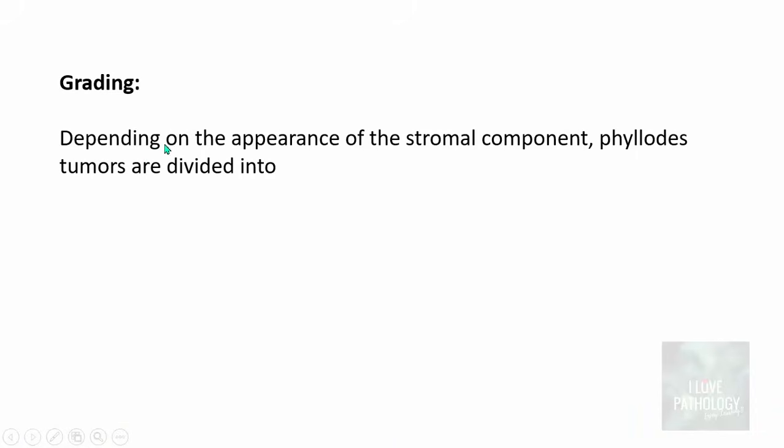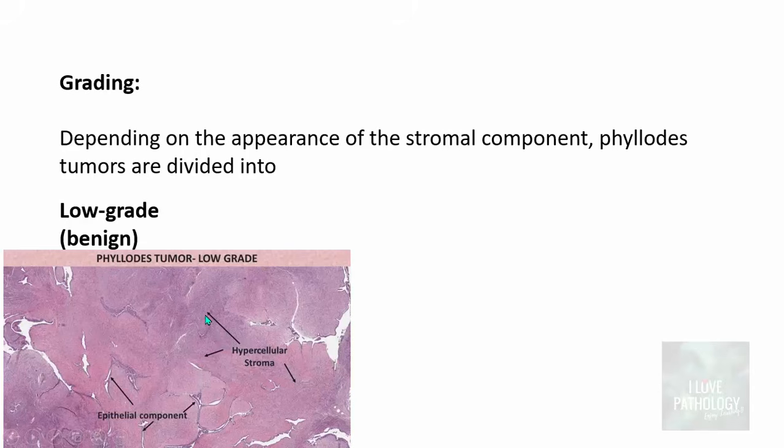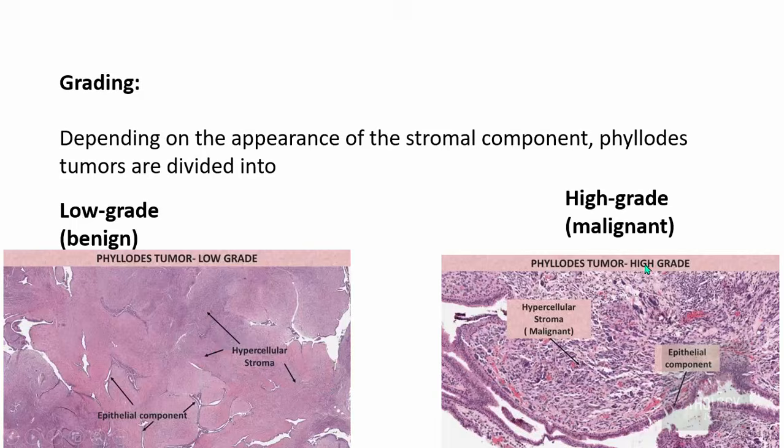Okay, and how do you grade Phyllodes tumor? Depending on the appearance of the stromal component, Phyllodes tumors are divided into low grade or benign Phyllodes tumor and high grade, which is also referred to as a malignant Phyllodes tumor, where the stromal component is malignant and shows high pleomorphism, mitotic activity, and all those things you find in high grade Phyllodes tumor. The tumors in between low grade and high grade are referred to as borderline Phyllodes tumor.